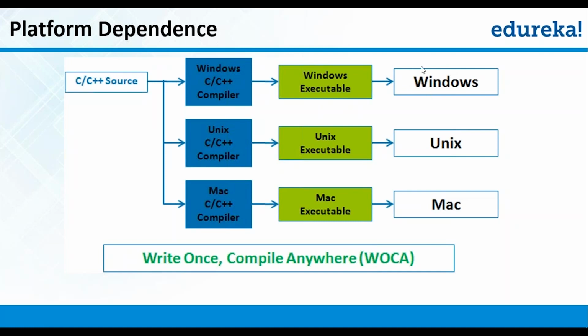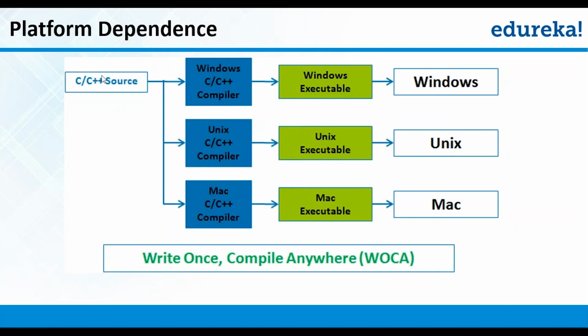There is a compiler and a linker for Windows. There's a compiler and linker for Linux-based systems. There's a compiler and linker for Macintosh-based systems. So if you have C++ code and you use a Windows compiler and create an executable, that executable will not run on Linux or Macintosh. If you want to run that program on Macintosh, you have to take the source code again, use the Macintosh C++ compiler and linker, create the Mac executable and run it on the Mac.